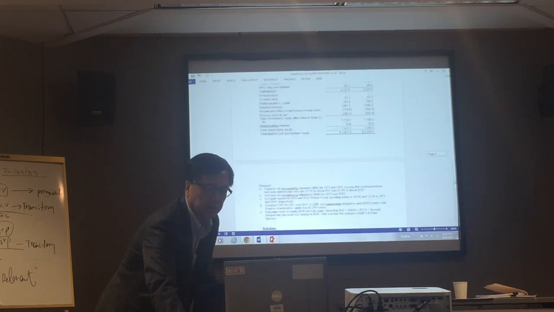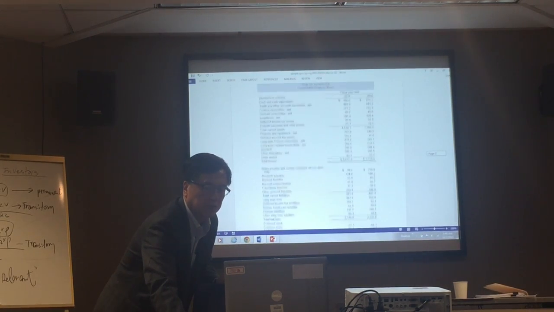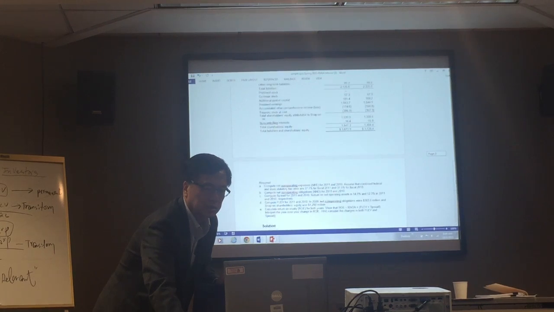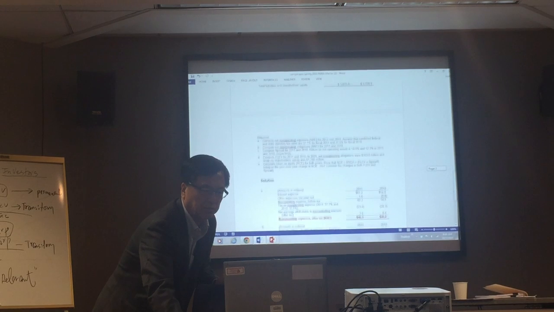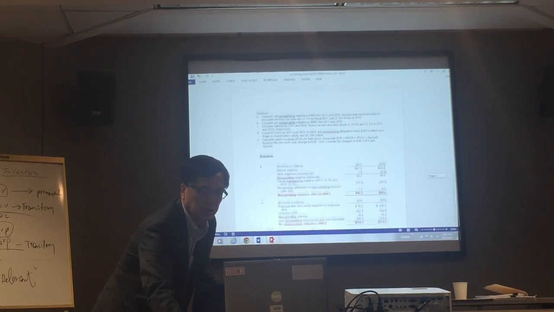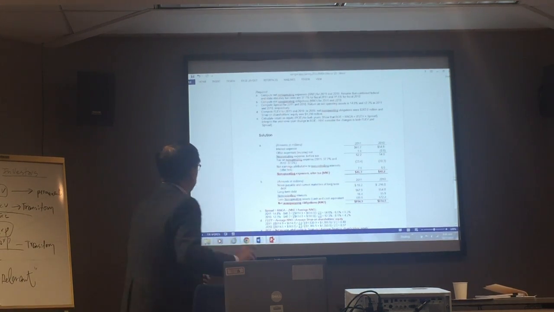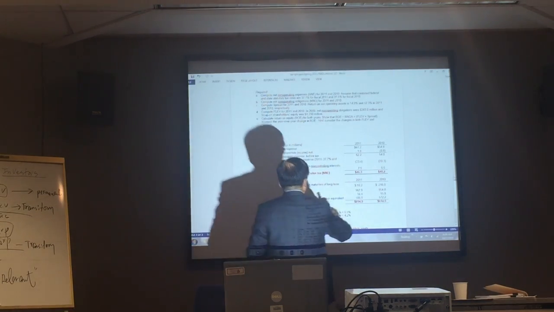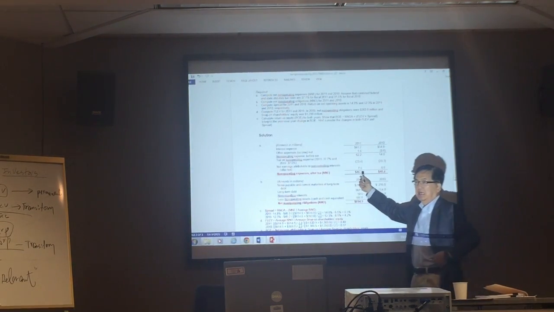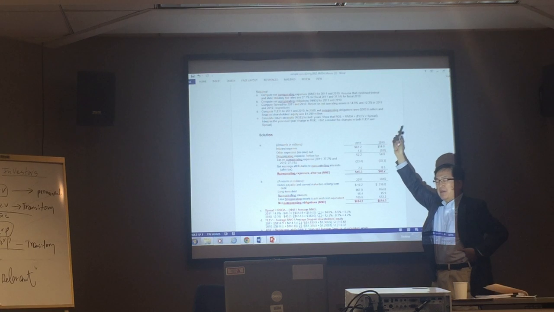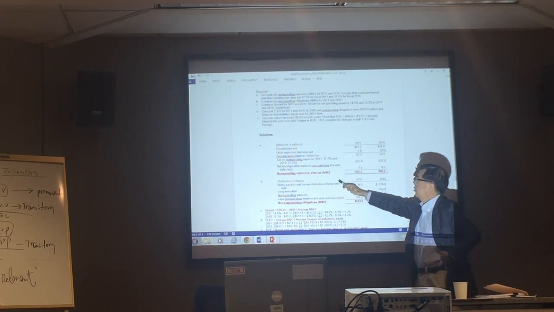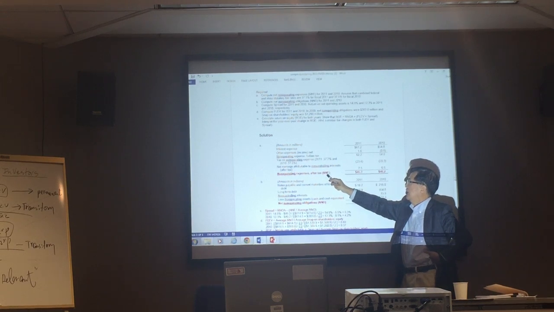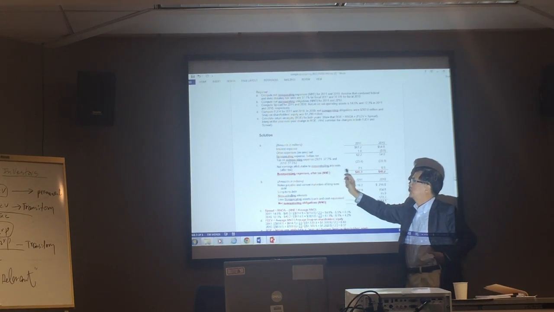Given this financial statement here, I asked a bunch of questions. Now, find out NAE. I gave only the balance sheet, NAE, non-operating expense after tax. Well, why does NAE have to be on an after-tax basis?